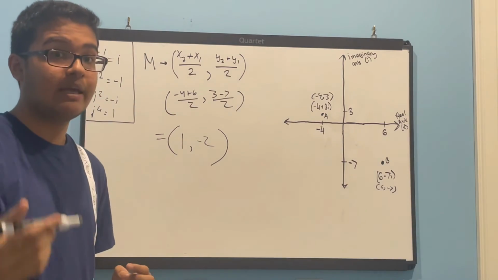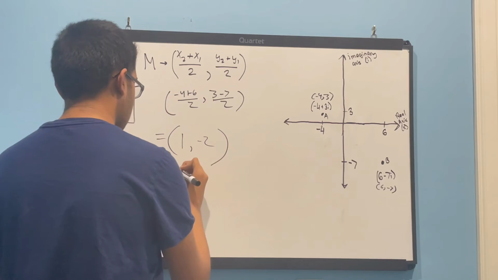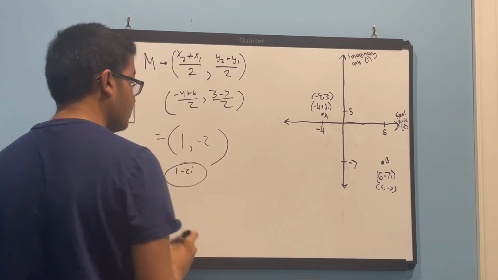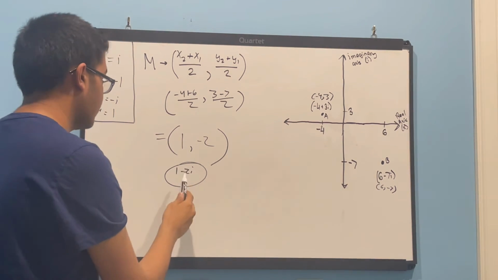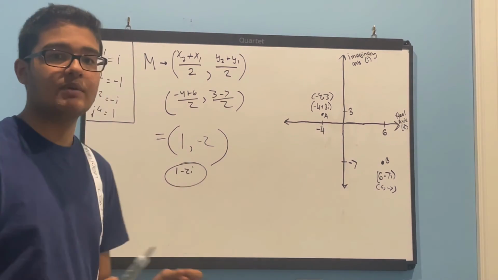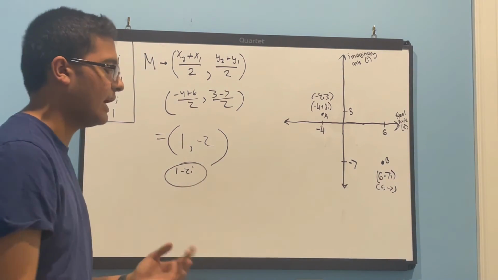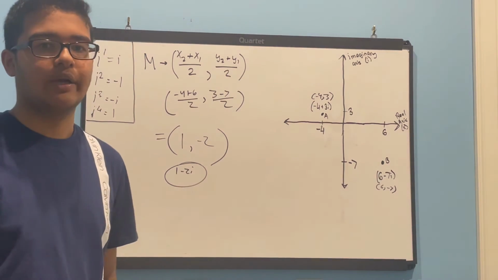Now, if you want to put that in standard a plus bi form, that would just be 1 minus 2i. And that is most likely how you're going to be putting that as your answers on your quizzes or tests. You most likely will put it in this form. But obviously, so we can comprehend this concept better, I put it in standard coordinate form, just like how you'd see it on a regular x and y coordinate plane.